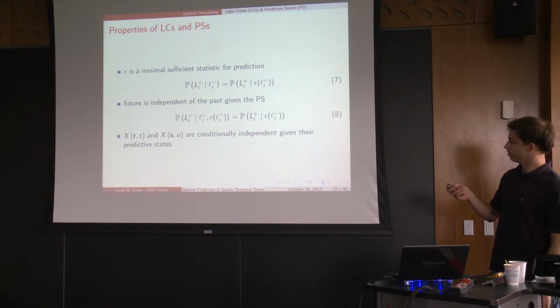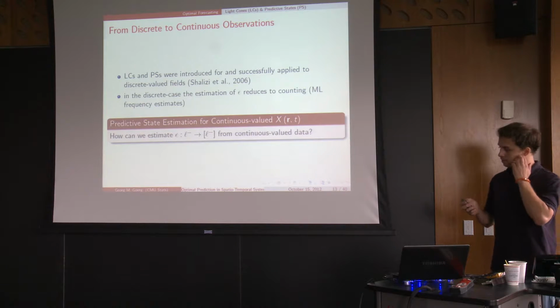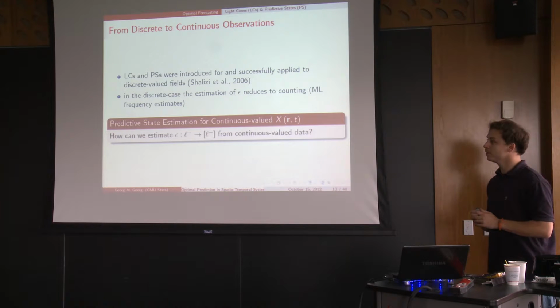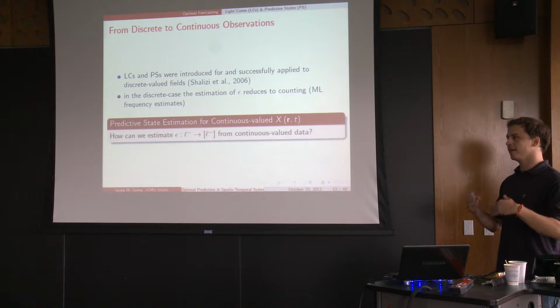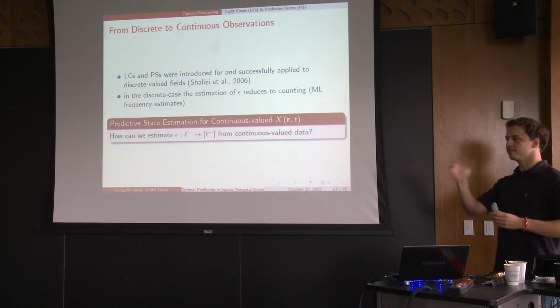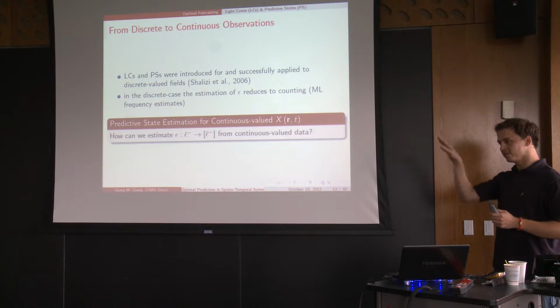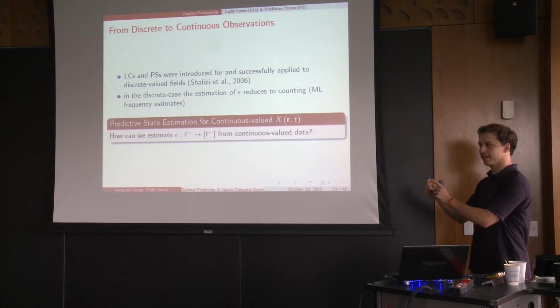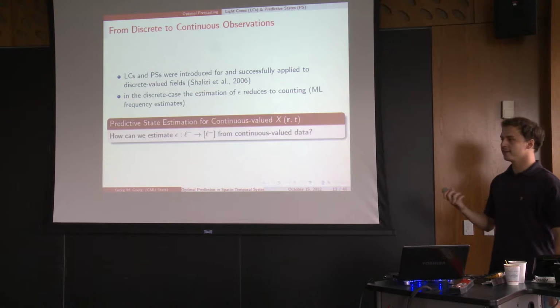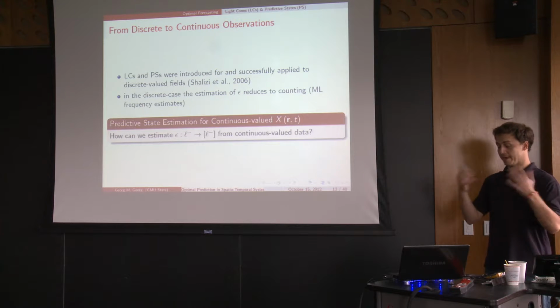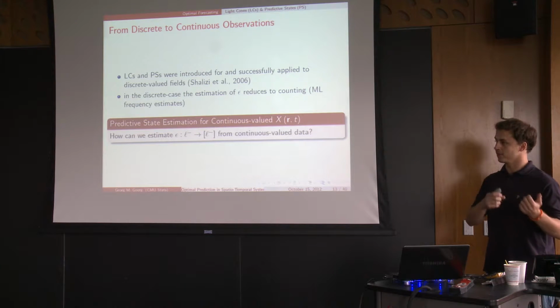So these are the properties, and they were introduced in the discrete math and physics literature, and there they typically have discrete fields. Right? You have particles that have plus or minus 1, and then all you have to do if you want to estimate the function is count. How many are in this state, how many are in that state, and you compare. For continuous valued data, you can't count anymore. You have to develop some methods to estimate epsilon from continuous valued data.